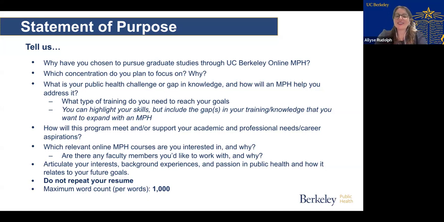You have the opportunity to apply to one of our 4 different concentration options. So tell us what stood out to you about that concentration. Tell us how this program and how that concentration aligns with your goals in public health or aligns with your specific experiences. Tell us what is your public health challenge or any gaps in knowledge that you think the MPH program would be filling. So, why is this the necessary next step for you to get where it is you want to go in life? Maybe it's knowledge gaps, maybe it's a specific skill, things like that. So explain that in detail.